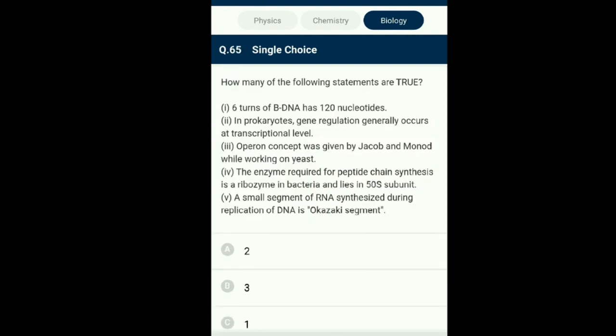Question number 65. How many of the following statements are true from the given 5 statements? Transcriptional initiation is the predominant site for control of gene expression. In a transcription unit, the activity of RNA polymerase at a given promoter is regulated by interaction with auxiliary proteins, which affects its ability to recognize start sites.